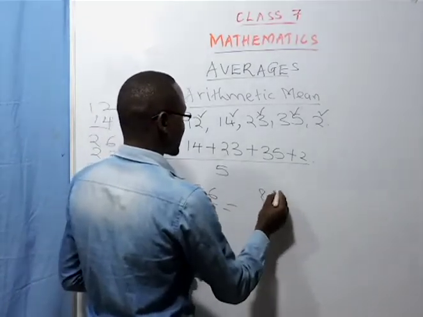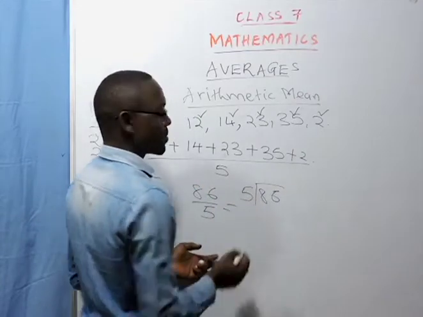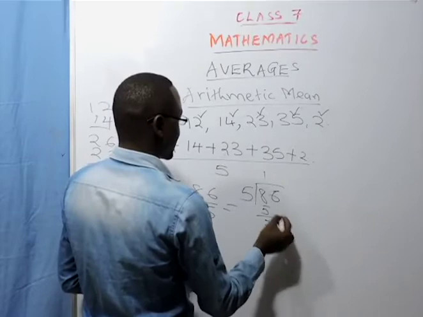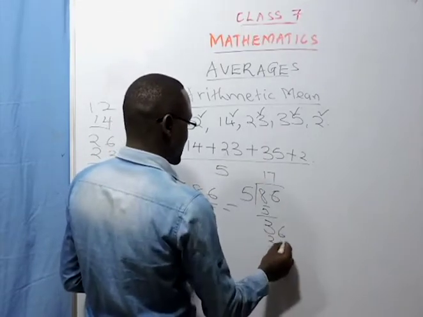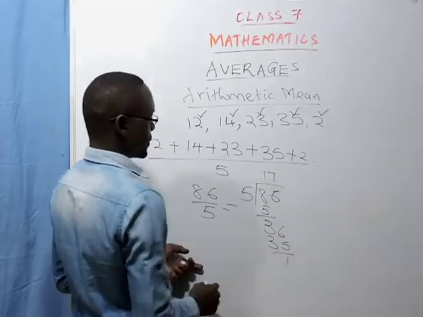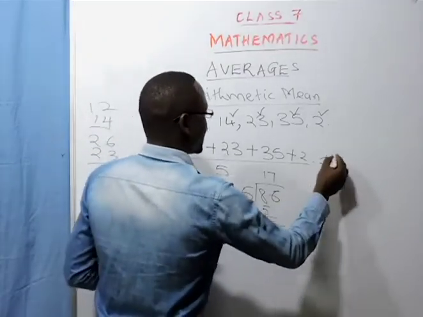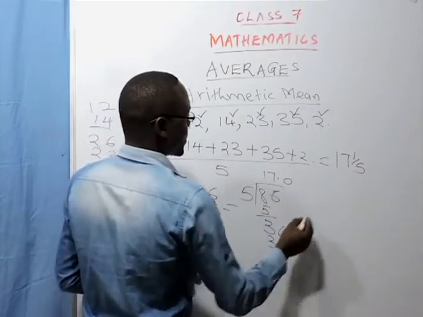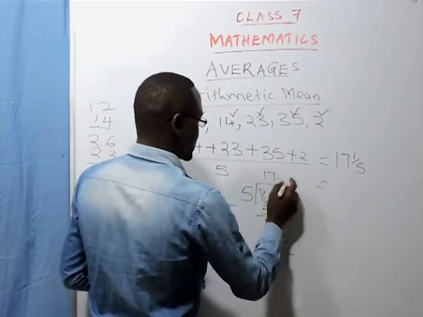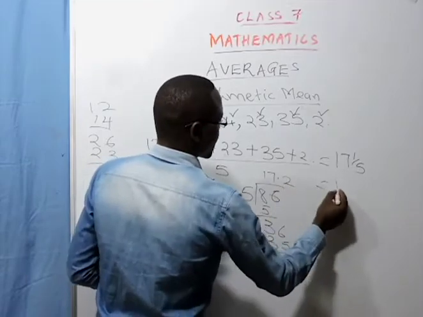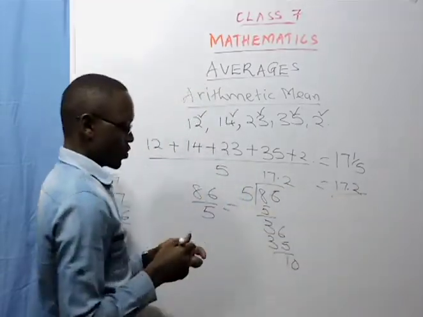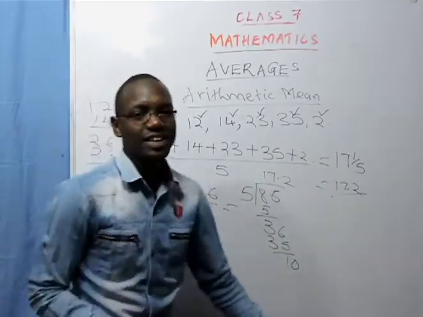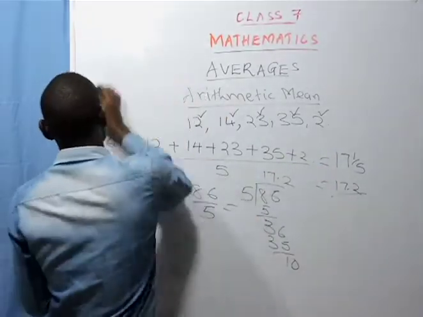What is 86 divided by 5? You use the long division method. This is 1 because of 5 remainder 3, 7 because of 35 remainder 1. So you can say that the mean here will be 17 and 1 over 5, or you can write it as a decimal, which is 17.2. To get the mean, you just get the sum of the totals, then you divide by the number of items represented. Then you have another example.